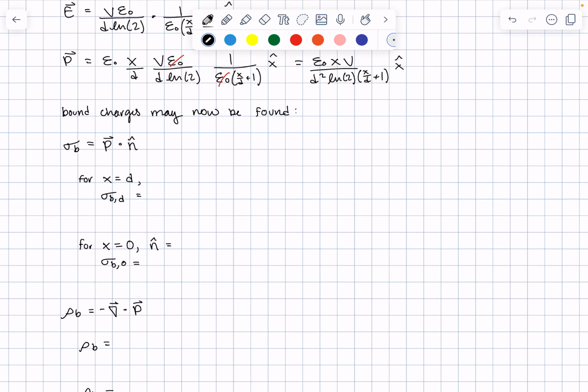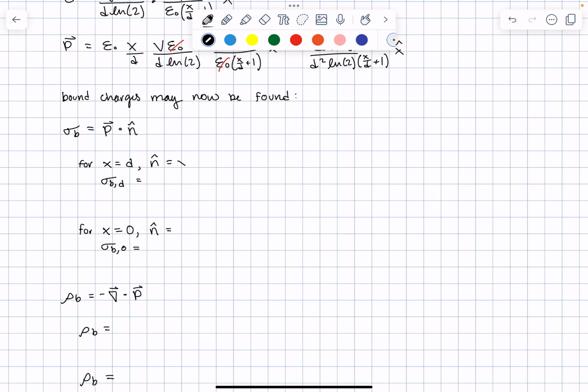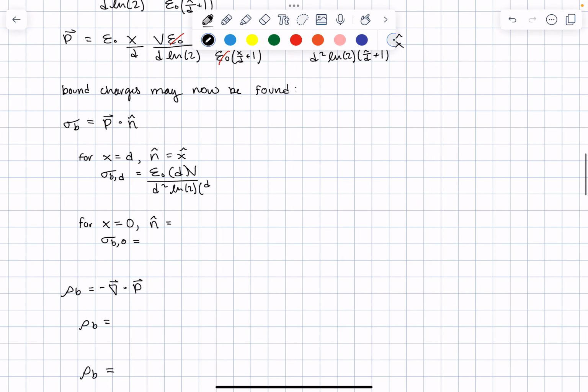So for x equals d, our n hat vector will be equal to positive x hat, and our surface bound charge will be epsilon naught times d V over d squared ln 2 times d over d plus 1, x hat dotted with x hat, and that will give us our epsilon naught V over 2d ln of 2.